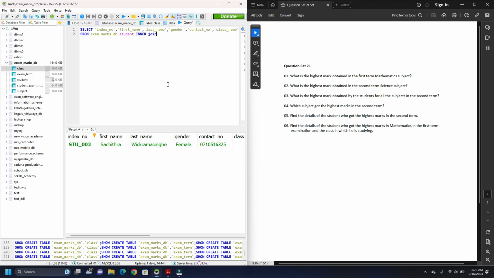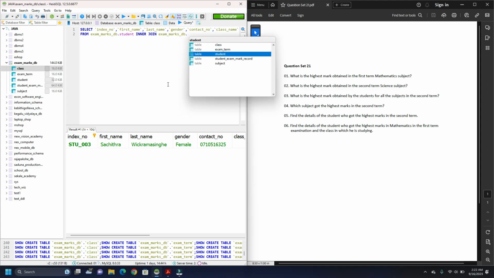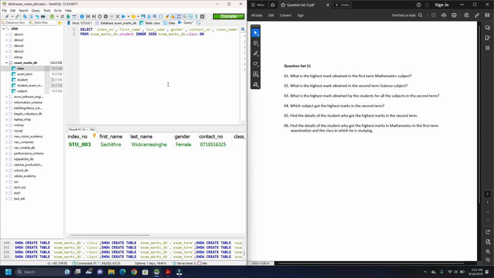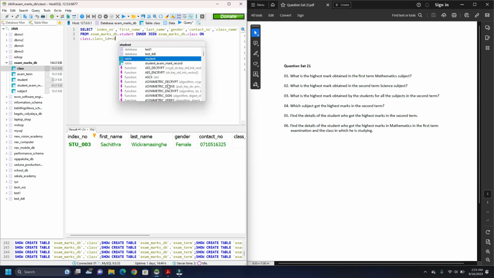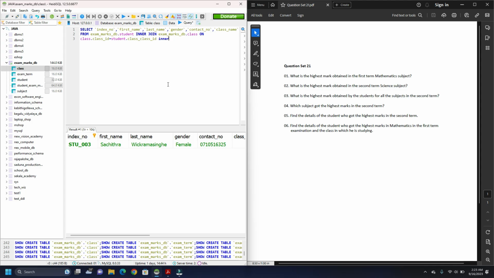joining it with class table, and inner joining those two tables with student exam mark record table, where here we have to find the maximum mark. To do that, we have to write a subquery.